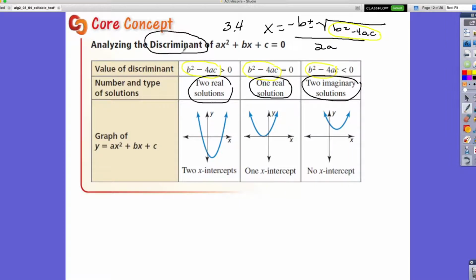So again, write that down. If the discriminant is greater than 0, it has two x-intercepts, which means it's real solutions. It's crossing the x twice. If it is equal to 0, it has one real solution, which means it's sitting on the x-axis. If it is less than 0, then it has two imaginary solutions.